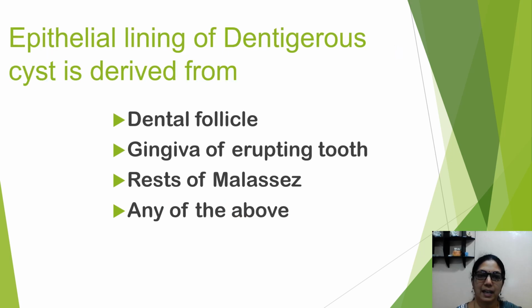Next question. The epithelial lining of the dentigerous cyst is derived from which tissue? Is it the dental follicle, the gingiva of the erupting tooth, rests of Malassez, or any of the above? The answer is dental follicle. Dental follicular tissue will be present above the erupting tooth. From that follicle this epithelial lining will form, and the cyst will form surrounding the erupting tooth, attached at the cemento-enamel junction surrounding the crown of the tooth. So the epithelial lining is derived from the dental follicle of the erupting tooth.